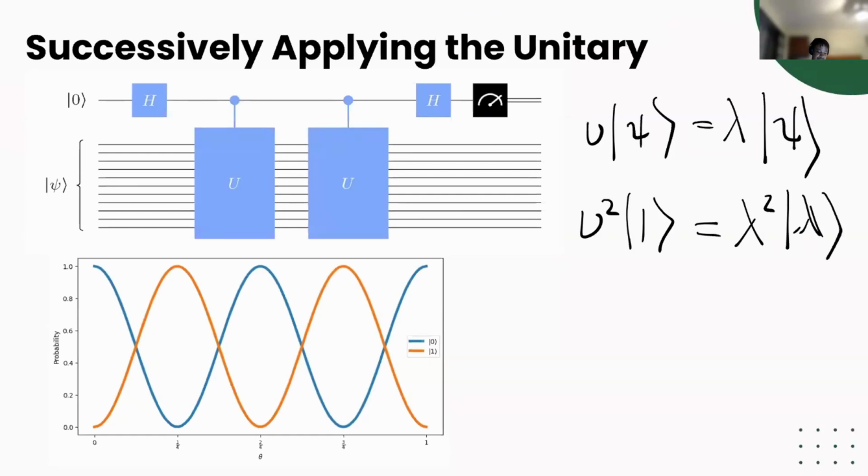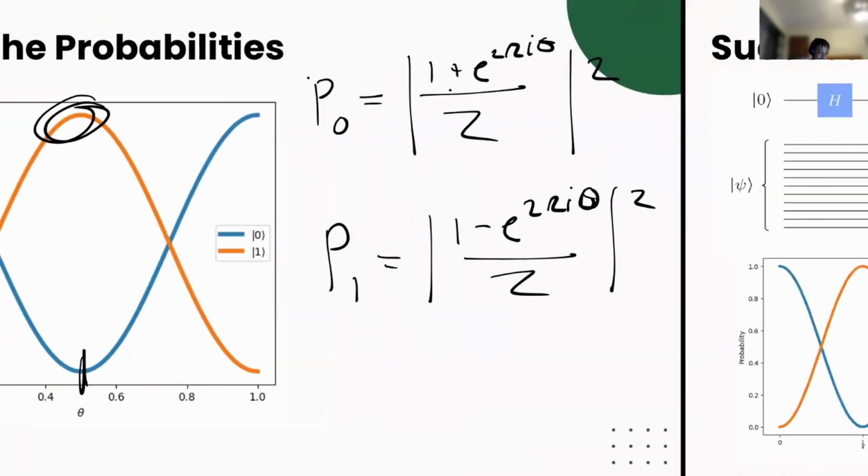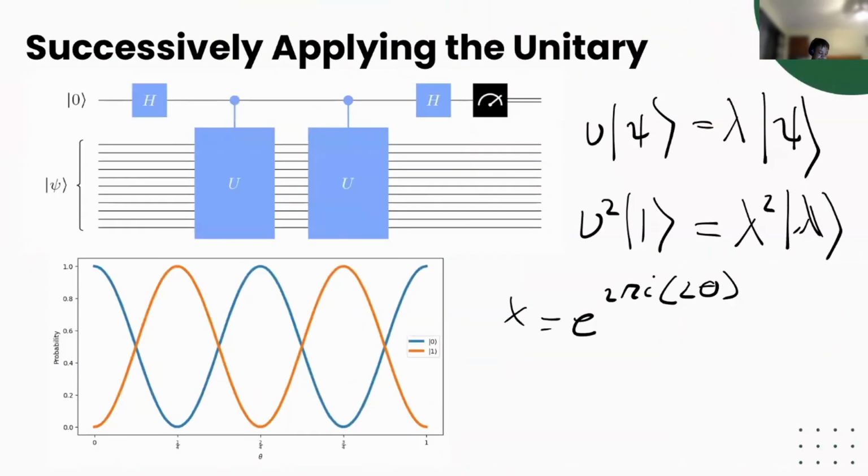And so what this does for us is that our lambda is going to be equal to e to the 2 pi i times 2 theta, because we've multiplied by this additional factor of theta. What this has for us is that we're going to double our frequency. So where we only oscillated once, we're going to oscillate twice.